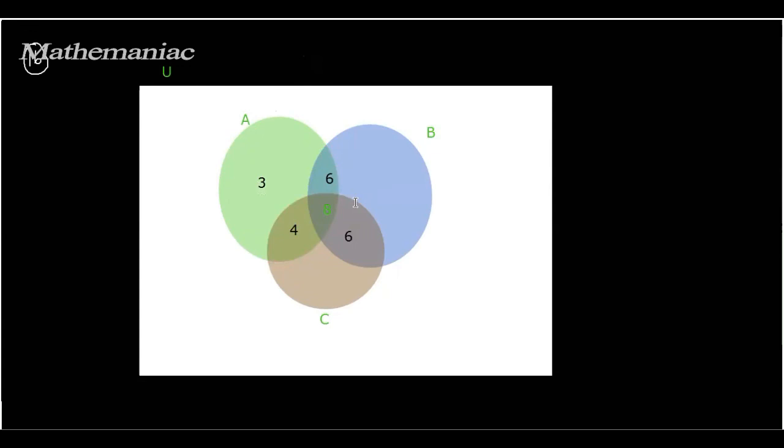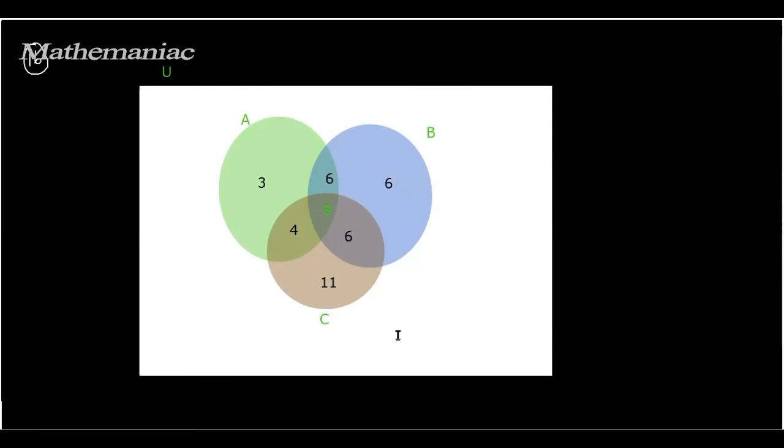Now for B, there are 26 persons. So out of 26 persons, 20 are here: 8 plus 6 plus 6, 20 will be there. So this remaining 6 will be here. And similarly for C, you identify. It will be 29 here. Out of which you have 18 here. So 11 will be left out.